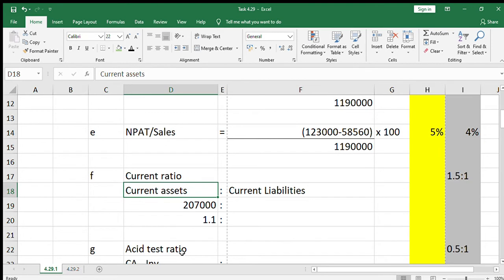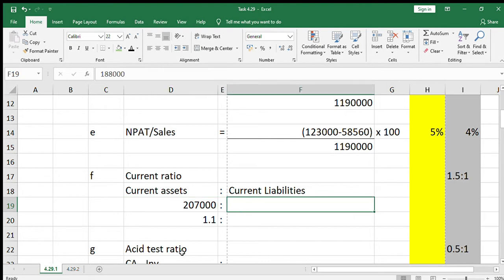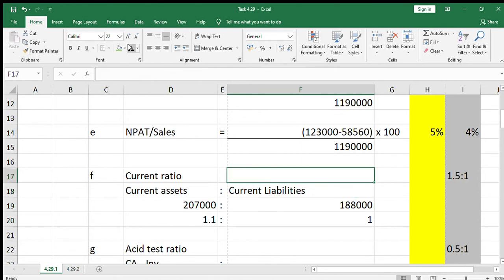Okay, so this figure I've already put in here. So the current assets figure is given to you in the balance sheet, 207,000. Current liabilities also given to you in the balance sheet, so 188,000. Okay, remember you're going to make the right hand side become 1, so that gives us an answer of 1.1:1. Okay, the previous year it was 1.5:1. Right? So put that answer in there.